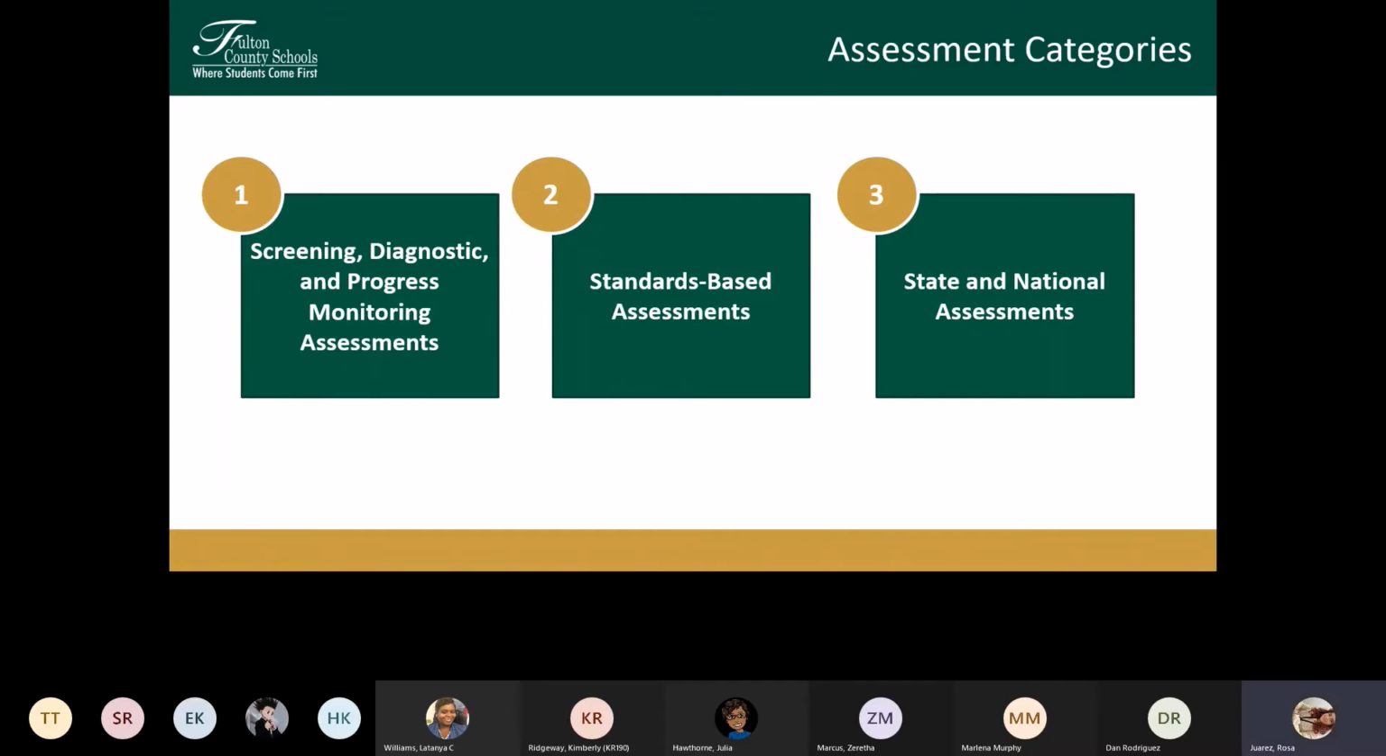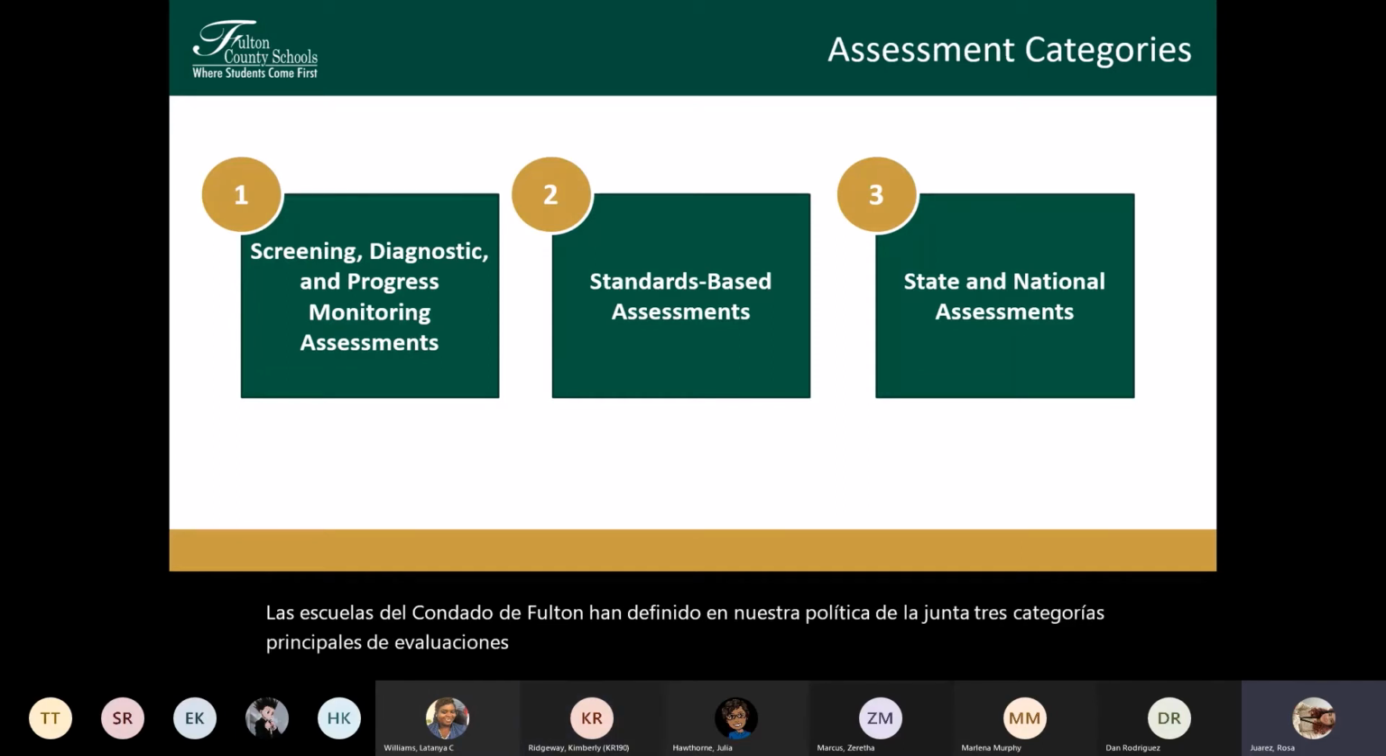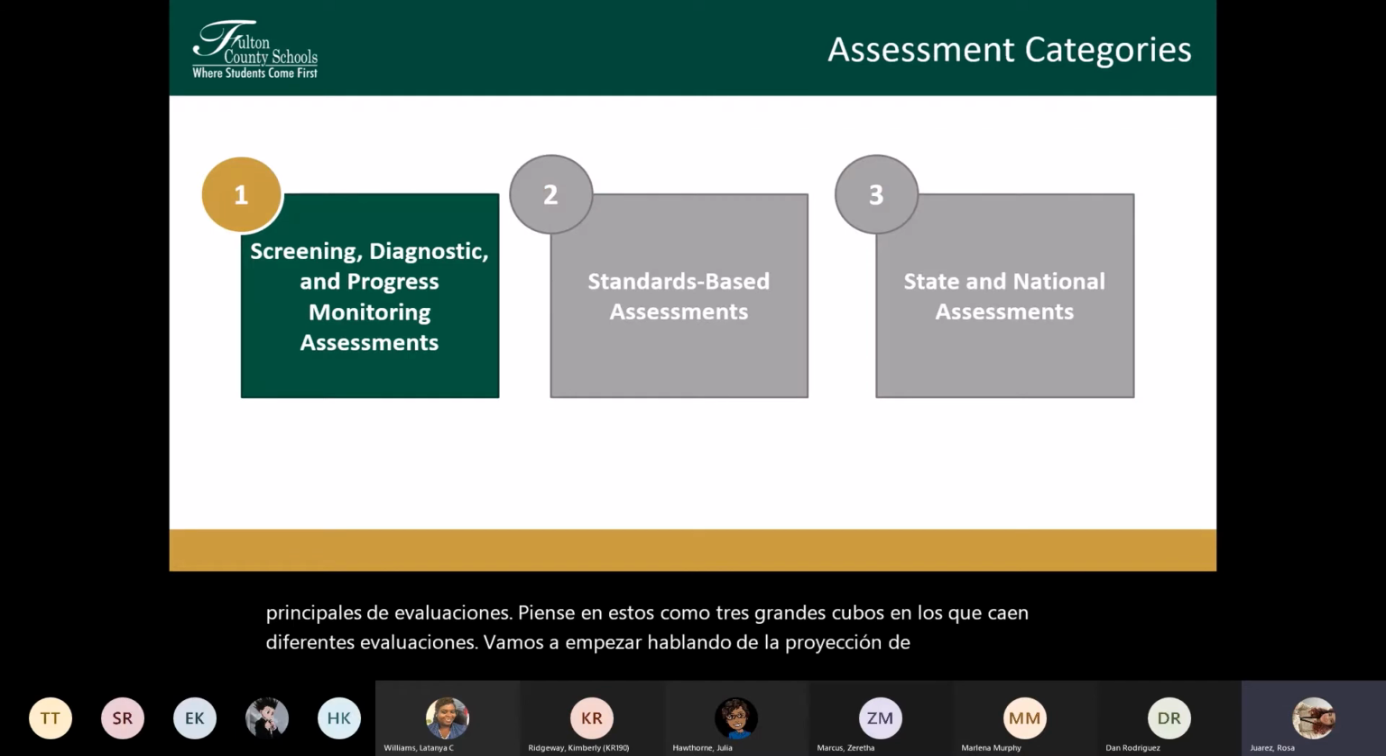Fulton County Schools has defined in our board policy 3 main categories of assessments. Think of them as 3 big buckets into which different assessments fall. We're going to start off by talking about the first category: screening, diagnostic, and progress monitoring assessments.